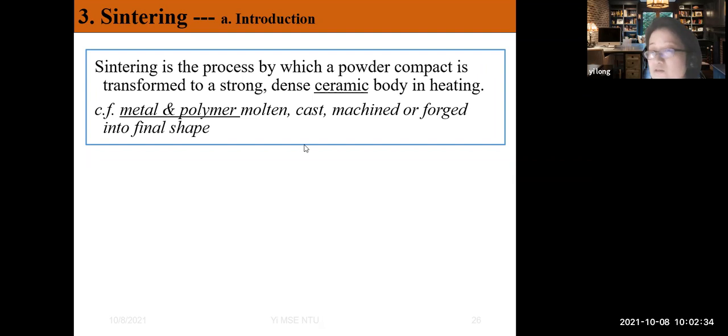Can we sinter without sieving? Yeah, of course. But sieving helps because it can reduce the size distribution. If you want more uniform size, then sieving can help. Okay.